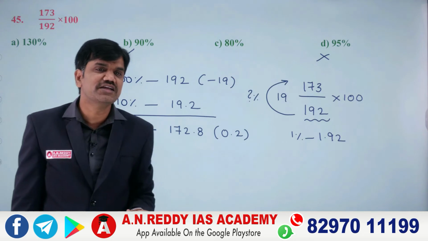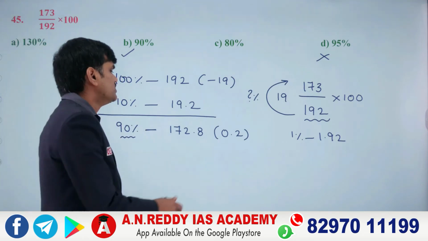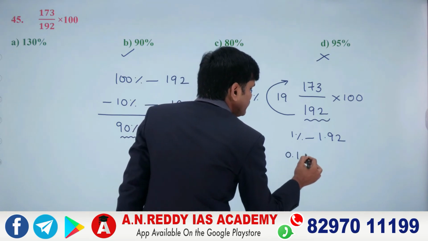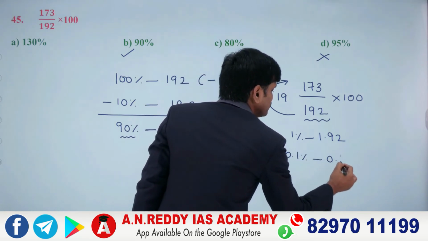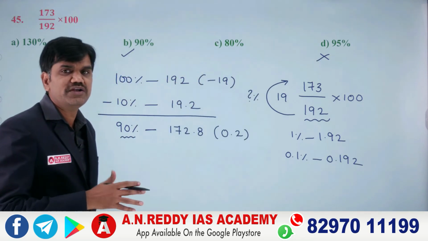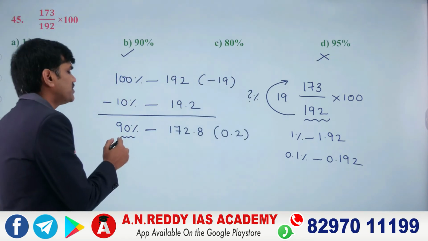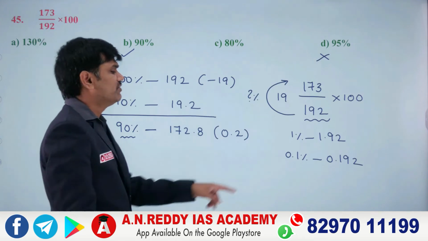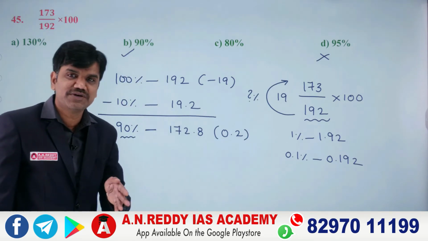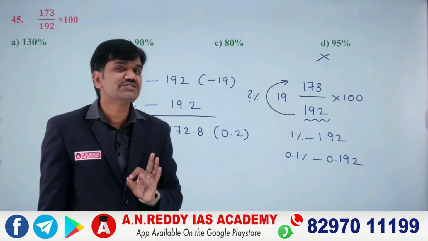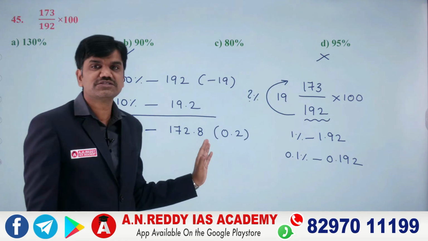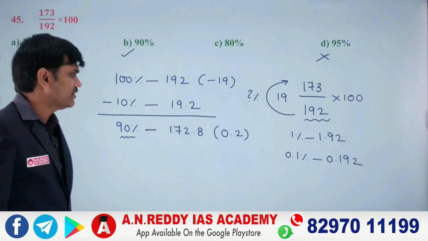If you want exactly, it will be around how much percent? See, it is not even 1%. So 0.1% will be how much? 0.192. 0.192 means approximately that is 0.2. That means after 90% I can add approximately 0.1%. Hence my answer will be around 90.1%. So that much perfection is not expected in the competitive examinations. If you know the range, that is sufficient, right? Please make a note of it.